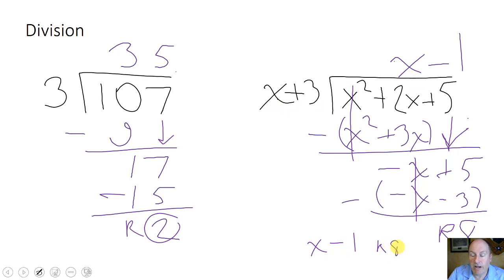Now, the way we would write the remainder of 8, we actually would write that as plus 8 divided by x plus 3. Just like in the division on the left, we would write 107 divided by 3 is equal to 35 plus 1 over 3, or 35 1/3. So hopefully this helps you see the similarities between polynomial division and division of real numbers.